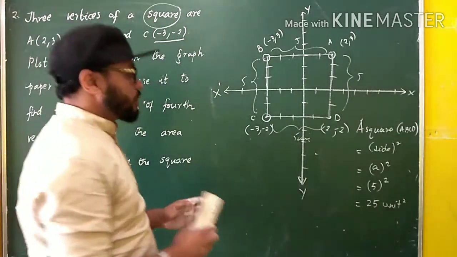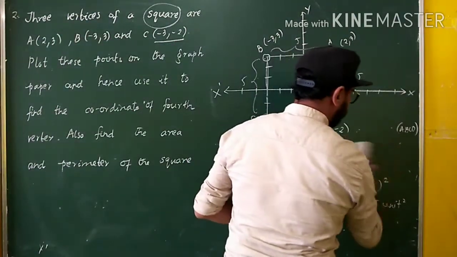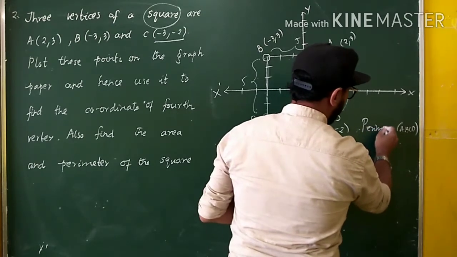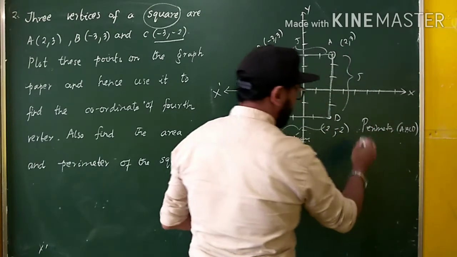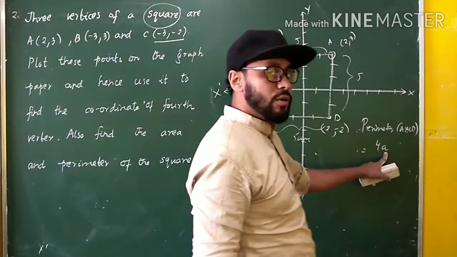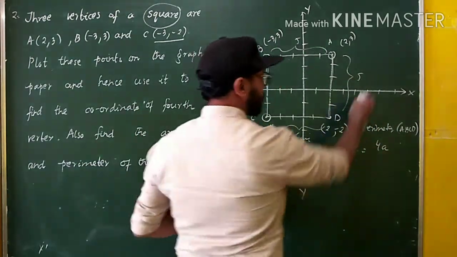Alright? Now, how will we find the perimeter? So the perimeter of a square ABCD is 4a. So this is the formula. Now what does a represent? a is the side. So don't get confused. a is the side.